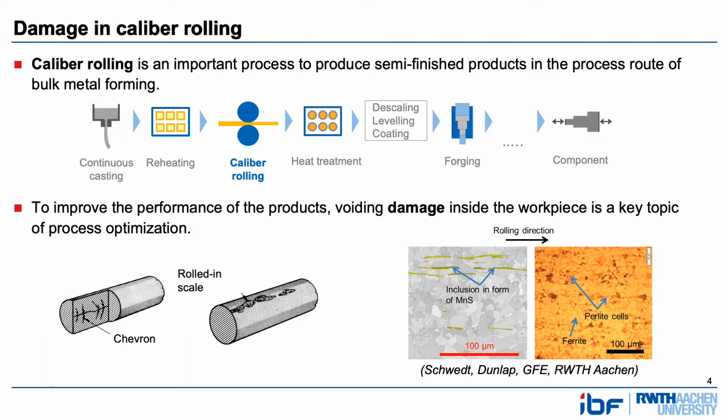The picture at the bottom left shows us two types of defects, chevron and rolled-in scale. The damage can reduce the formability of the material in the following forming process and can influence the mechanical properties of the final components. For instance, in the picture at the bottom right, we can clearly see some inclusions after rolling. So it's important to optimize the design of a caliber rolling process.